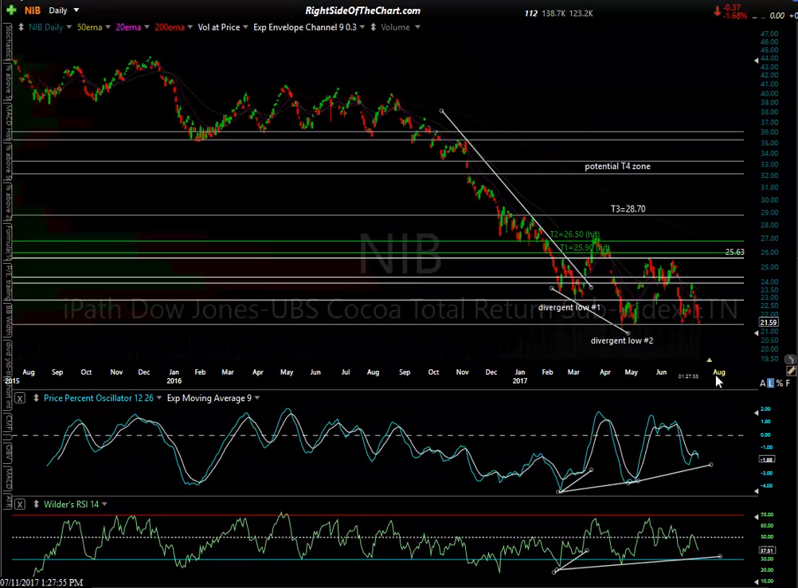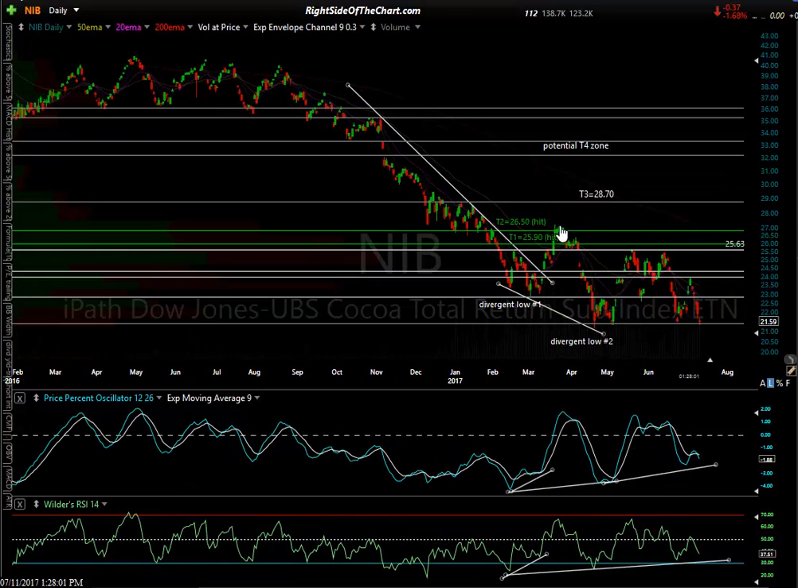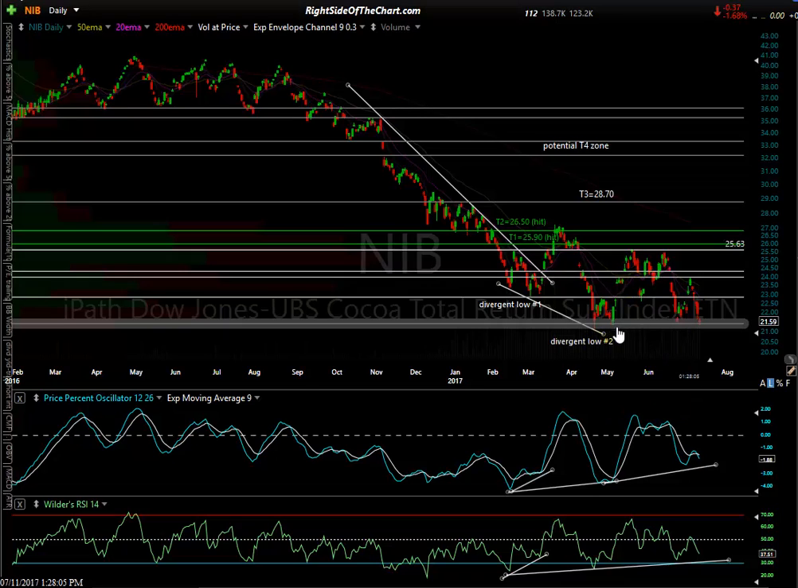There's cocoa, another one that looks like it's bottoming. We took it for a nice trade there and hit the second target and then fell, put in another divergent low and bounced. So it's a thing of wash, rinse, repeat. The bottom hasn't been put in these yet, but these swing trades are certainly there. Look for these divergent lows. We had one there. We had one here.